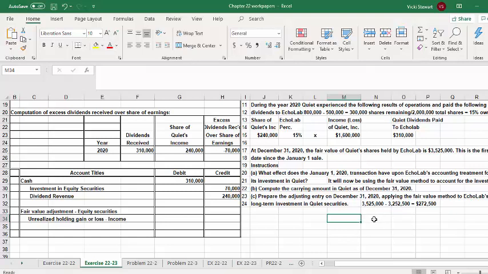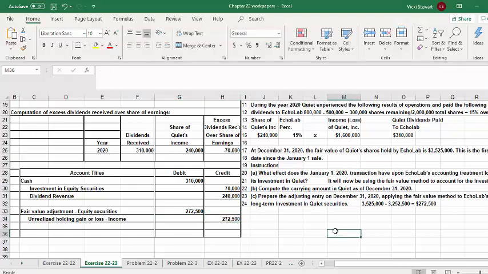The C portion of the problem states prepare the adjusting entry on December 31st, 2020, applying the fair value method to Ecolab's long-term investment in Quiet securities. So the fair value as given in the problem for the securities is $3,525,000. The balance in the investment account at December 31st, 2020 is $3,252,500. So we would need to record the fair value adjustment by debiting fair value adjustment equity securities for $272,500 and crediting unrealized holding gain or loss income for the same amount.